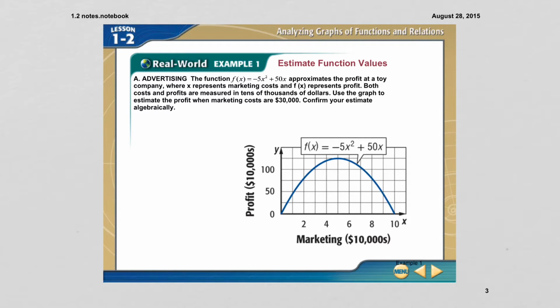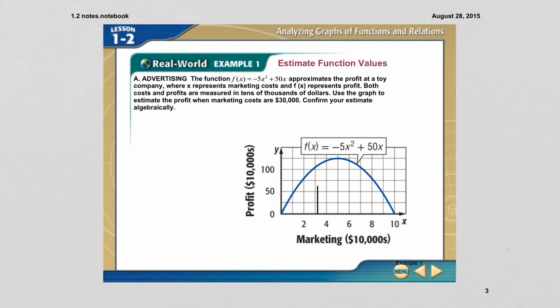Okay, we're talking about advertising where the function f of x equals negative 5x squared plus 50x approximates the profit of a toy company, where x represents the marketing costs and f of x represents the profit. Both costs and profits are measured in tens of thousands of dollars. Use the graph to estimate the profit when marketing costs are $30,000. Confirm your estimate algebraically. So we come to our graph and 30,000 is going to be where the 3 is.